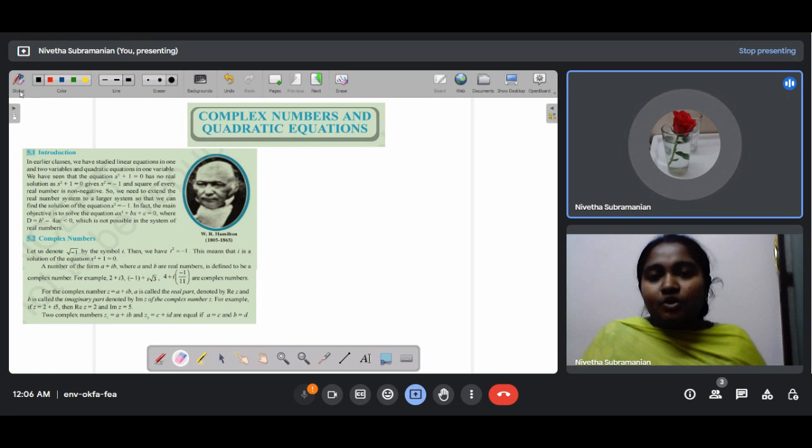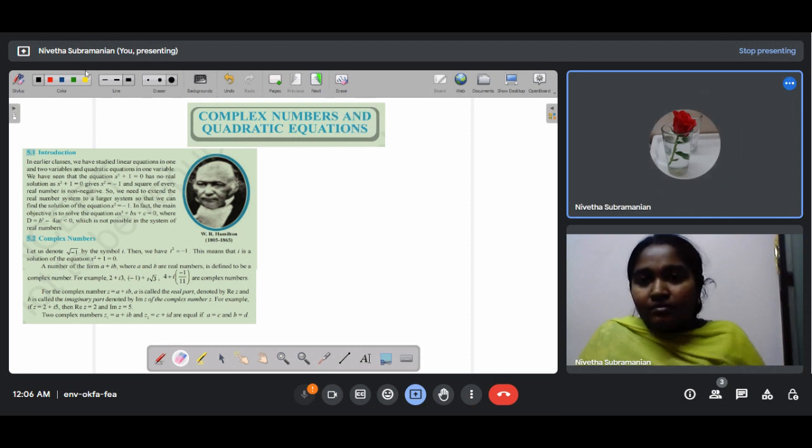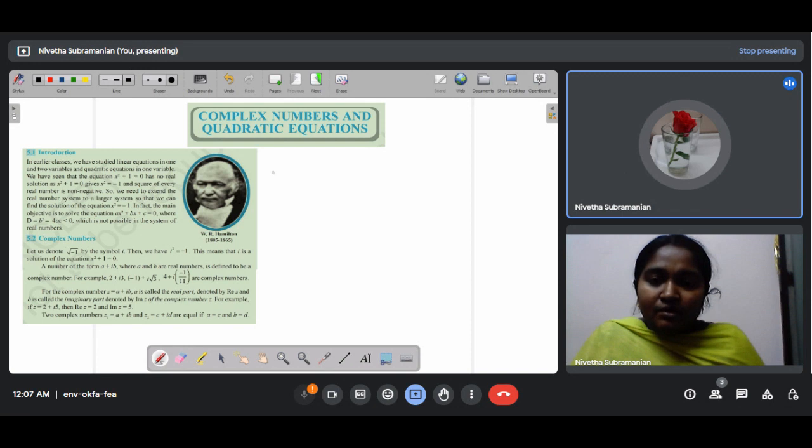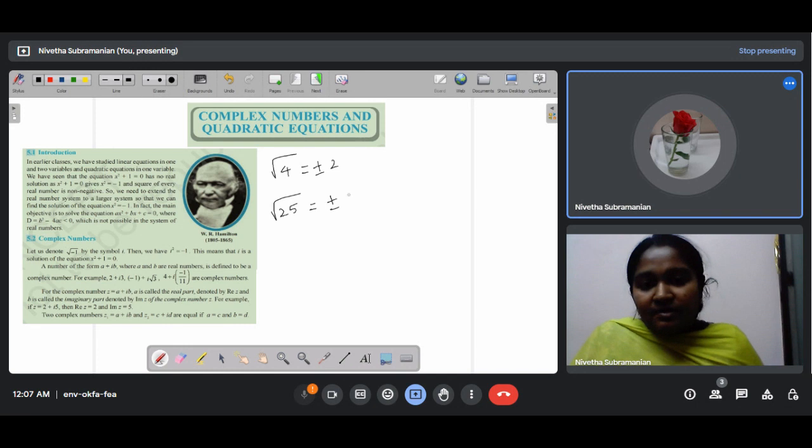So today we are going to deal with the topic about complex numbers and quadratic equations. Let me give a brief intro about complex numbers. We all know that root of plus 4 is plus or minus 2. Root of 25 is plus or minus 5. And root of 49 is plus or minus 7, right?